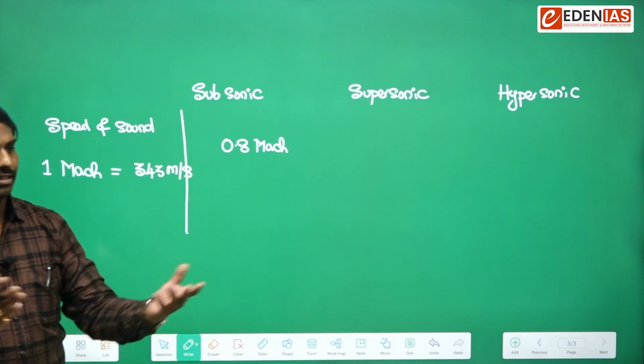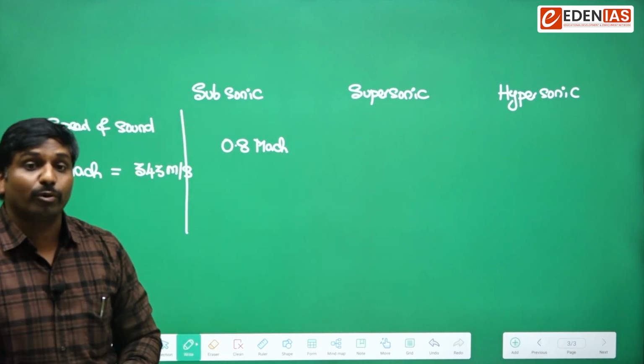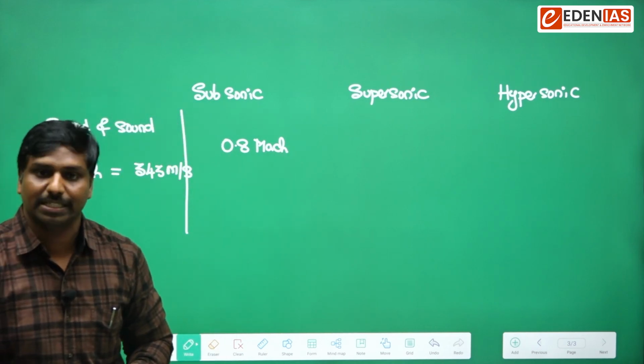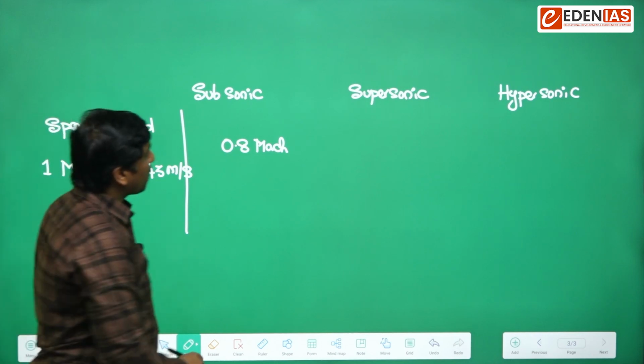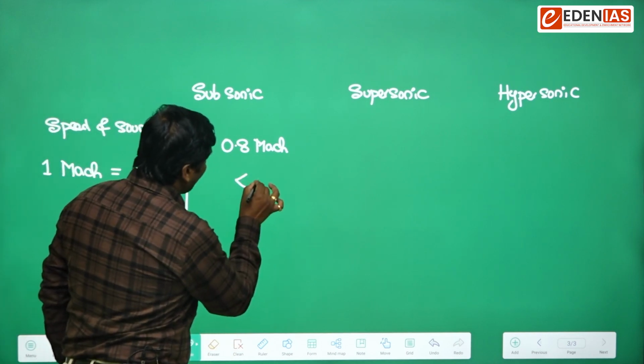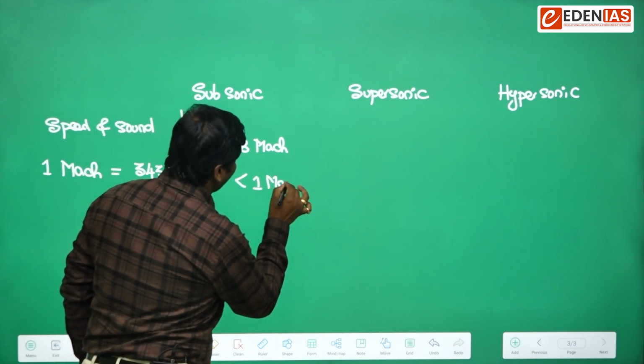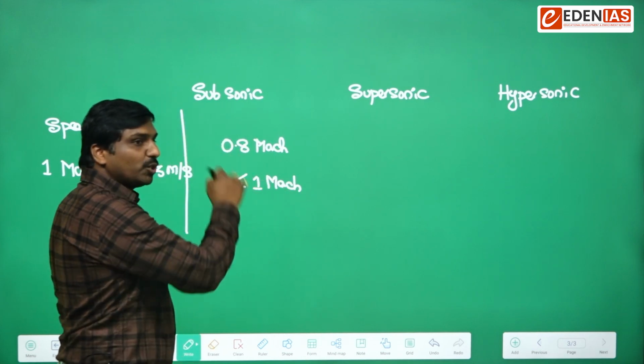Okay, Mach, or Mach, what do you call it? So that would be the speed of subsonic missiles. That means it is less than one Mach. To be precise, it is 0.8 Mach.